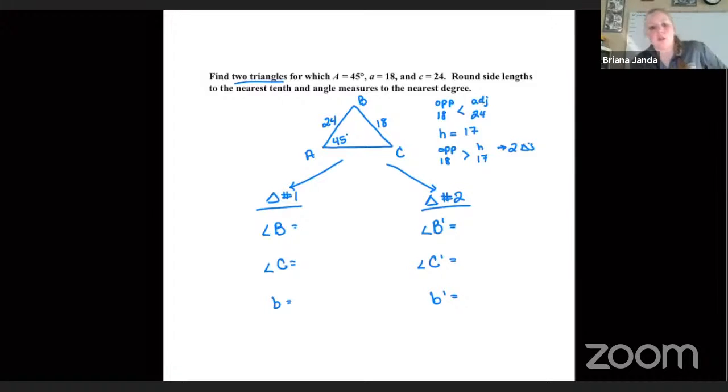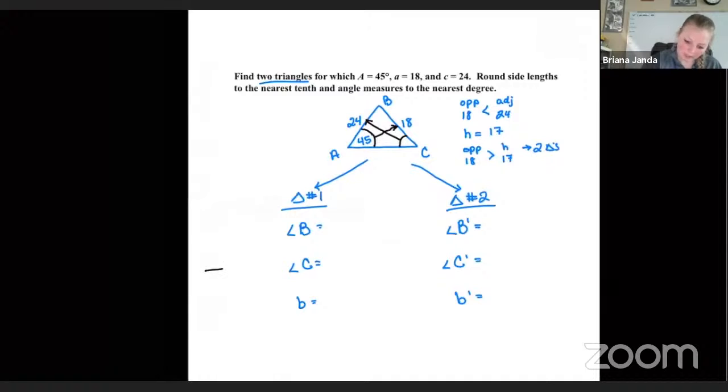Okay, so let's start with triangle 1. Start with the given information and let it guide you to what you can do. What we can do is use the 45 across from the 18. And it looks like we're going to be finding angle C first, because that is across from the side we know. Use what I know, which is 18 over the sine of 45 will equal 24 over the sine of C.